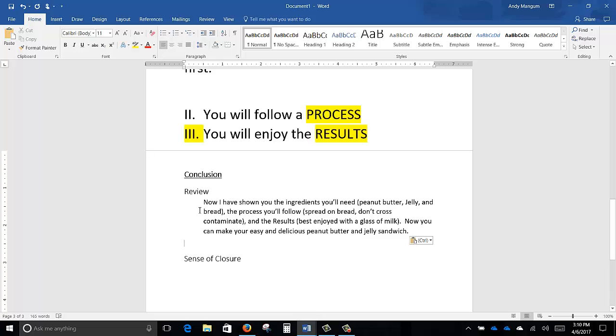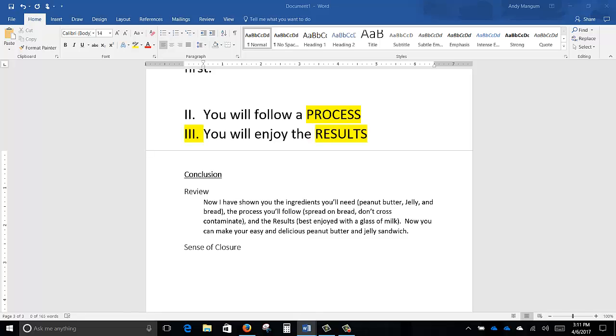It says, now that I have shown you the ingredients, that's my first main point's key phrase you'll need, and I've actually reminded my audience here of peanut butter, jelly, and bread, the process you'll follow. In my substructure there, I would talk about spreading it on the bread and not cross-contaminating. You hate to get that peanut butter mixed in with the jelly. And the results, best enjoyed with a glass of milk. Now you can make an easy and delicious peanut butter and jelly sandwich. That's a good review, but that's not the end of the speech.